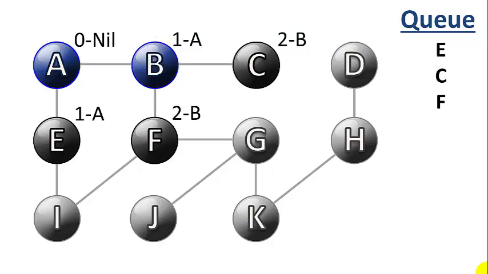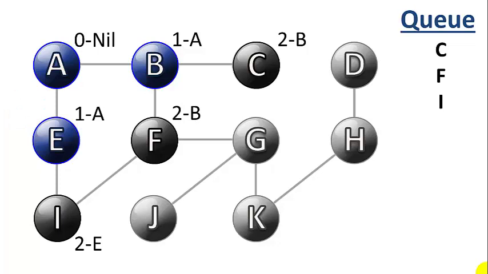We're going to pop E off the queue, and we're going to visit E. So E only has one outgoing edge to an undiscovered vertex, which goes to I. We're going to paint I black. We're going to update its distance to the source to 2, and its predecessor vertex is E. And we add I to the queue. Now we're done with E, so we can paint E blue.